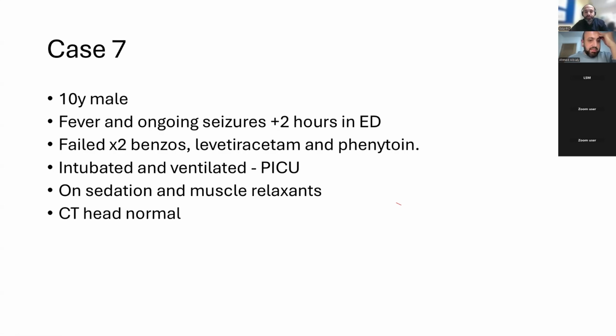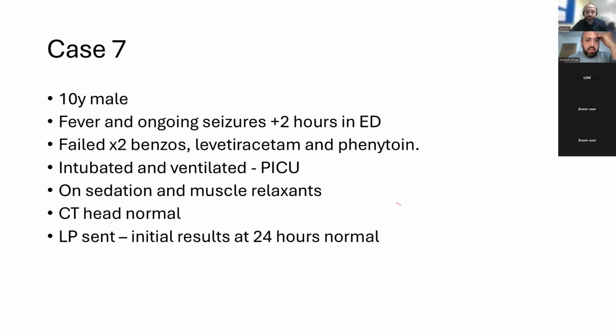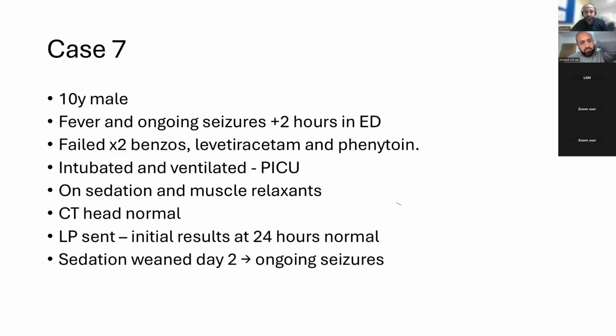You did the CT head as acute imaging, which was normal. You did an LP, and the results at 24 hours were reported as normal as well. Nothing obvious you can see. The child obviously has a normal history, so there was no history of any infections before or any epilepsy. You try to start weaning the sedation by day 2, and you can still see ongoing seizures. So what do you think is happening, and what would be your next steps?